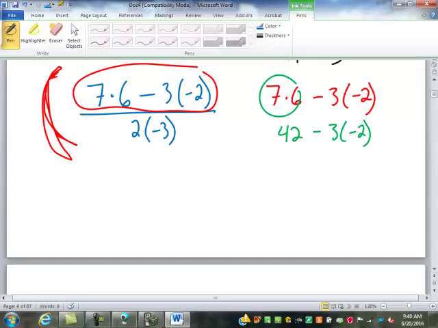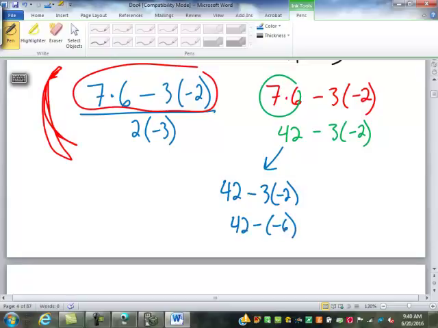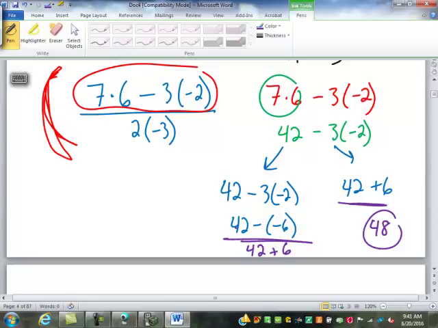Okay, there's 2 ways I can look at this. I can look at this as subtracting a 3 times negative 2, which would be 42 minus a negative 6. Or I can look at it as negative 3 times negative 2, which is going to be a positive 6. Is there a difference between these two results? Absolutely none. No. 42 plus 6 is 48. 42 minus a negative 6 gets changed to 42 plus a positive 6, which is 48.